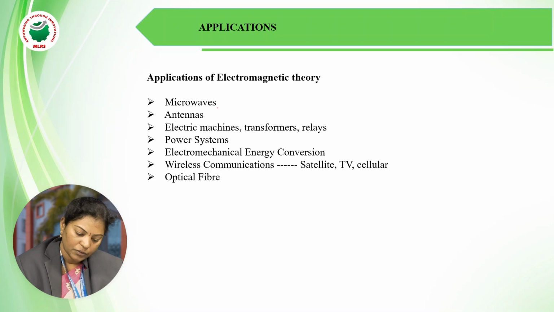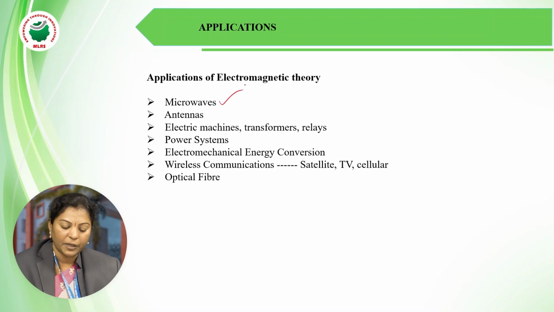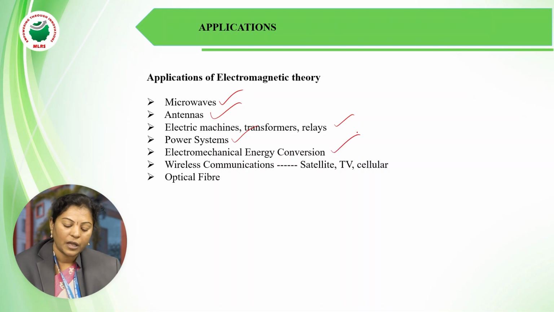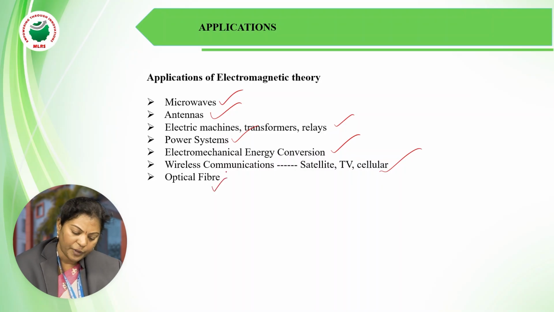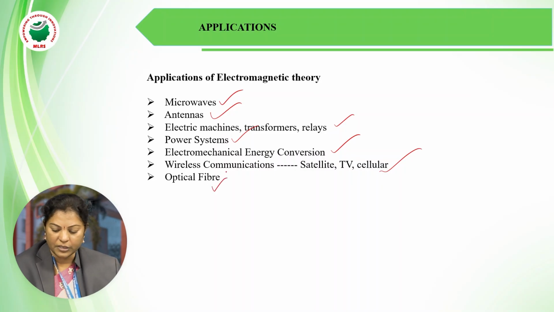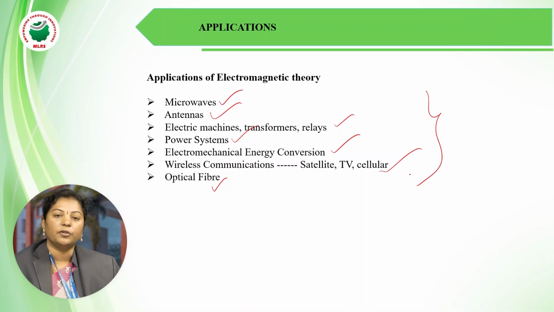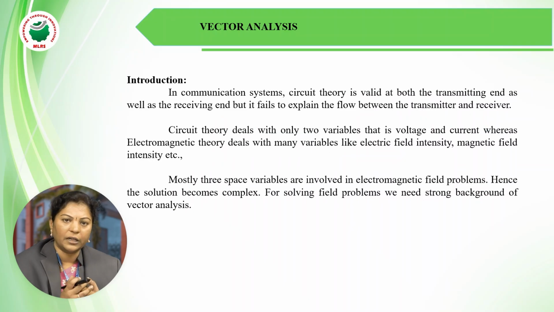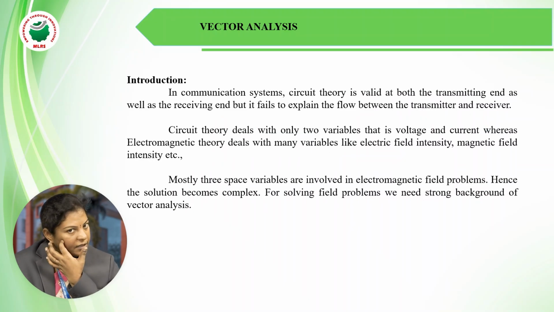Next, coming to the applications of electromagnetic theory. Electromagnetic theory is applicable to microwaves, antennas, electrical machines and transformers, relays in power systems, electromechanical energy conversion systems, wireless communication like satellites, TV and cellular systems, and also optical fiber communications. So these are the applications of electromagnetic field theory. Next, coming to the basics of vector analysis.